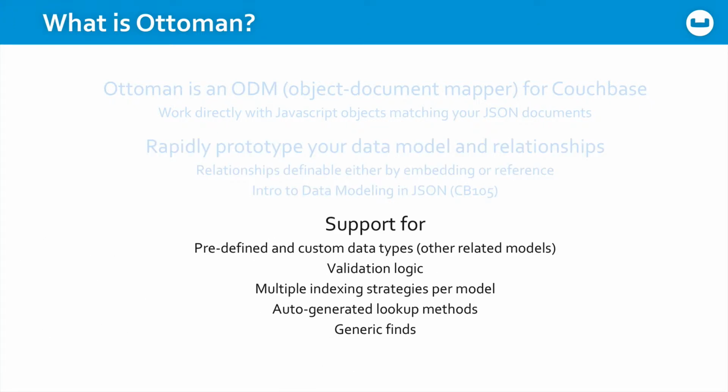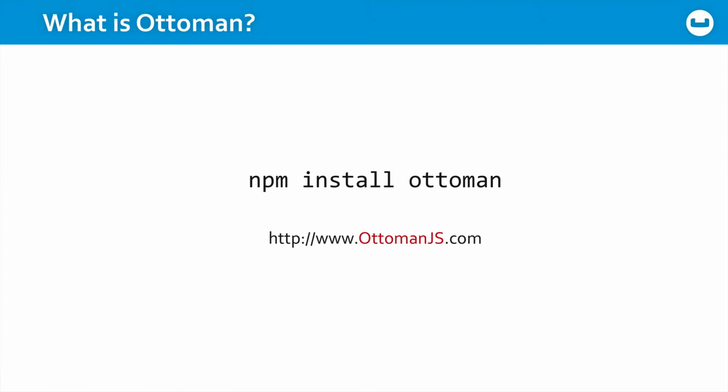Each model object that you define has support for either predefined or custom data types, meaning relations to other models. They also support validation logic for your attributes, and multiple different indexing strategies per model should you choose to implement them. They will auto-generate lookup methods for you with related indices, as we'll see. There's also support for generic finds if you need to support ad hoc querying through your model. To install Ottoman, well, that's easy. npm install Ottoman. More details available at Ottoman.js.com.